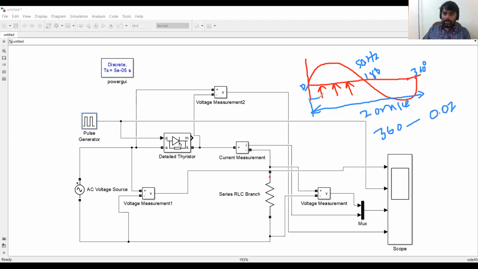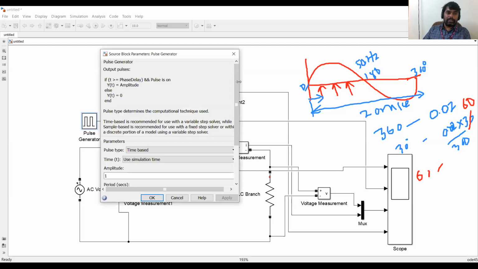Let us say I want to operate the firing angle alpha at this particular point, that is 30 degrees. So for 30 degrees, I can write 0.02 into 30 degrees divided by 360 degrees. So if I want to trigger at alpha equal to 60 degrees, you just replace this 30 with 60. Like that, you can vary the firing angle given to the SCR with the help of this pulse generator. If I click on this pulse generator, it will open.